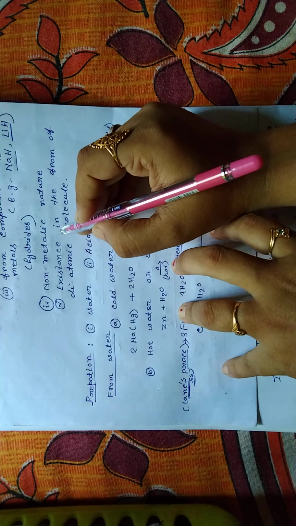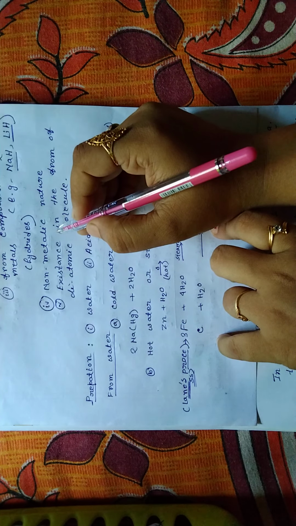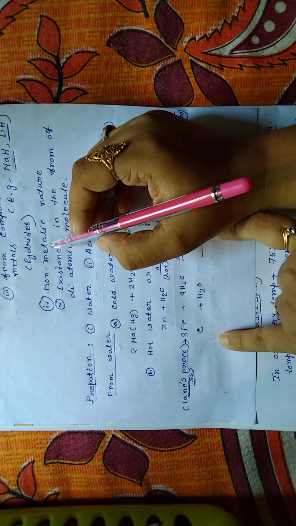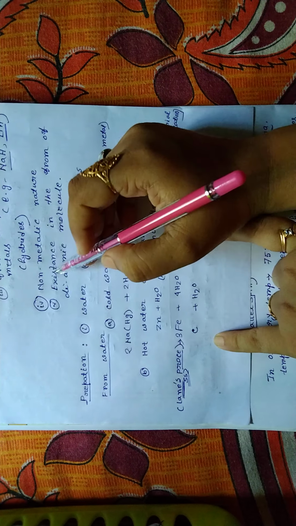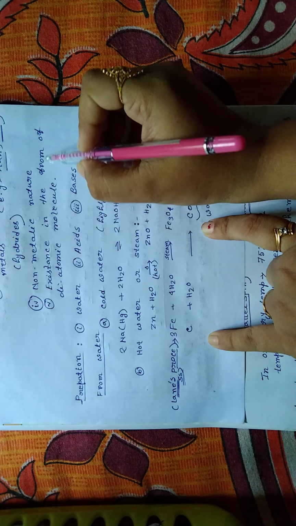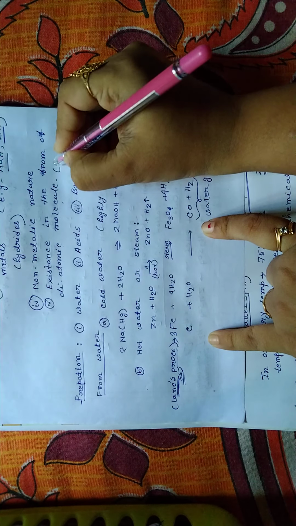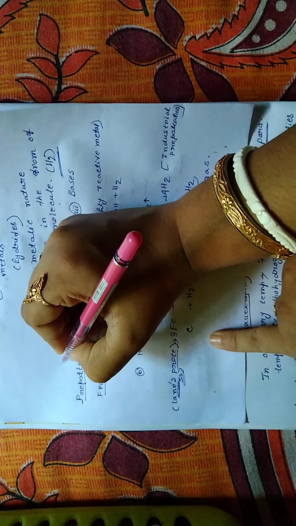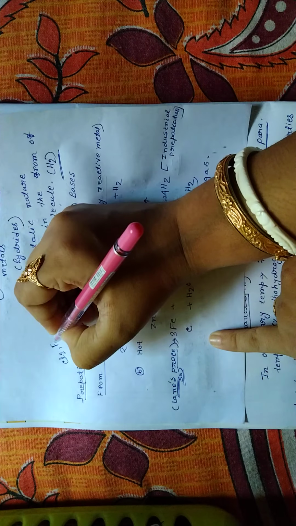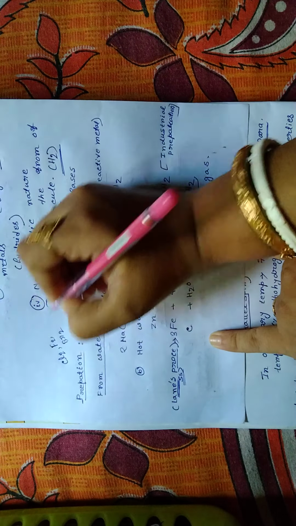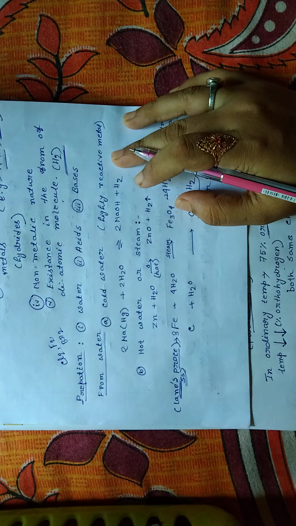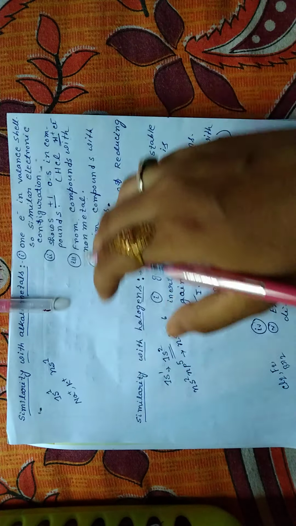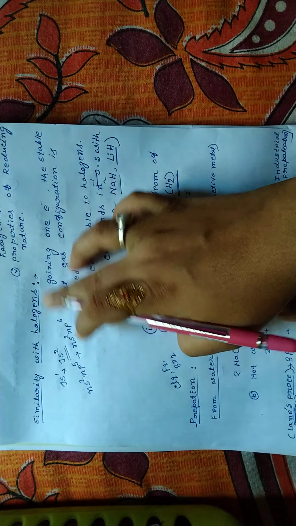Next point, non-metallic nature. Hydrogen is not metallic in nature like alkali metals. You see, this is non-metallic in nature like halogens. Point number 5, existence in the form of diatomic molecules. In the elemental state, hydrogen exists as H2. Similarly, halogens like chlorine, fluorine, bromine also exist in diatomic molecular form. Okay, so hydrogen has a dual character, like alkali metals and like halogens.